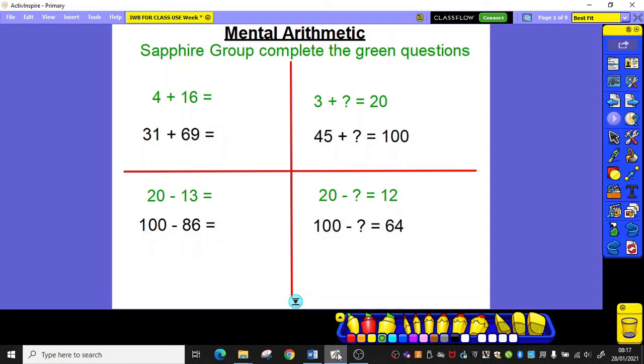I'd like you to look at the mental arithmetic questions. You'll notice they're a little bit different to the ones you've been doing earlier in the week, so please stop the video now and have a go at them.